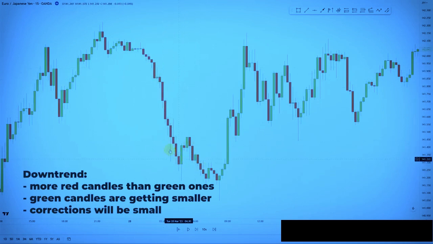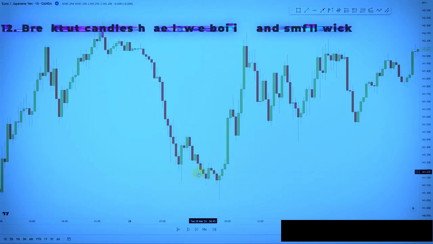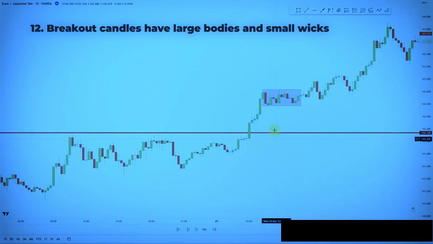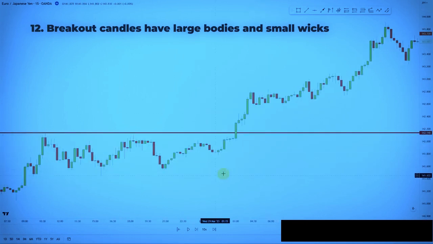Again, corrections will be smaller when you compare them with downward waves. 12. Breakout candles have large bodies and small wicks. When the price finds support or resistance in its way, it usually manages to push through with a strong candle. A breakout candle that has a large trend body, for example, and small wicks or no wicks is a sign of strength. The larger the candle, the more likely the breakout will succeed.